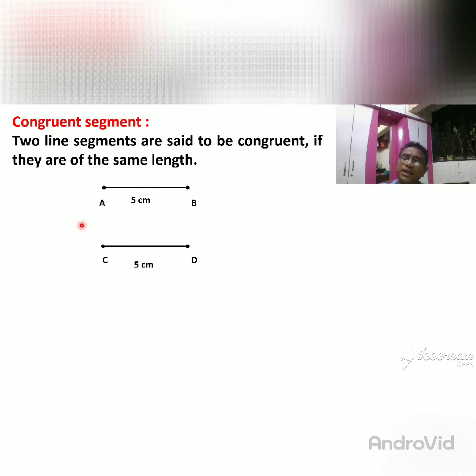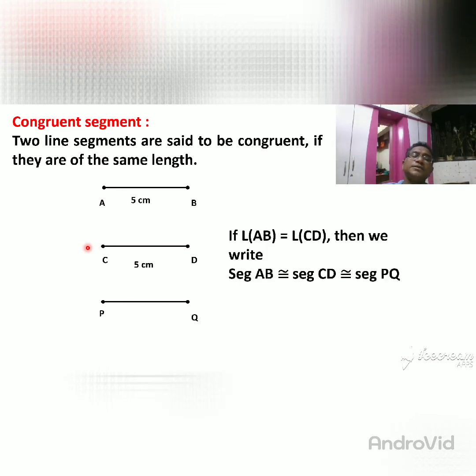So AB is congruent with CD. Why can we say AB is congruent with CD? Because the length of AB is 5 centimeters and the length of CD is also 5 centimeters. So the lengths are the same, and they are congruent because they have the same length. Then we can draw another segment also. The name of the segment is PQ and its length is also 5 centimeters.